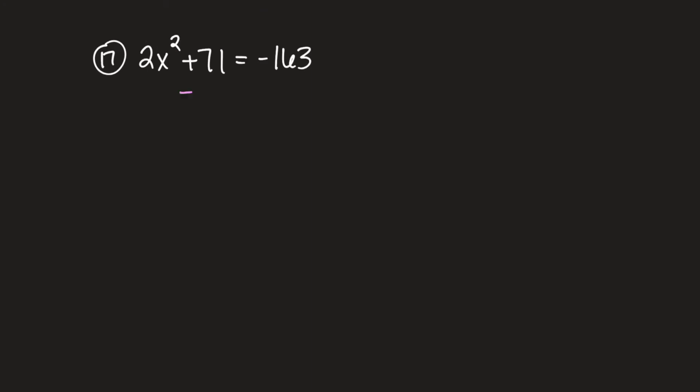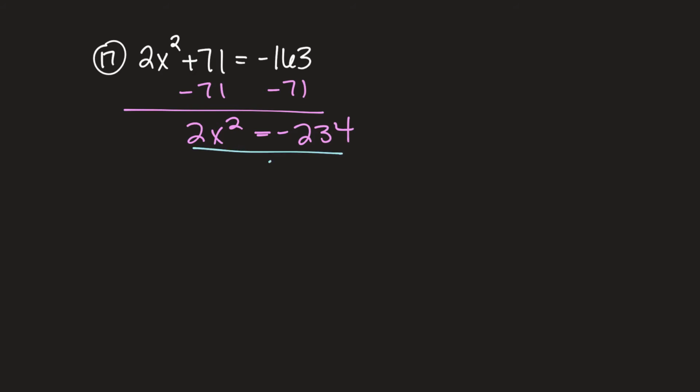Okay, so the first thing I'm going to do is subtract 71. That gives me 2x squared is equal to negative 234. I'm going to divide both sides by 2. So I have x squared is equal to negative 117. So I'm going to square root both sides. And I get x is equal to plus or minus the square root of negative 117.